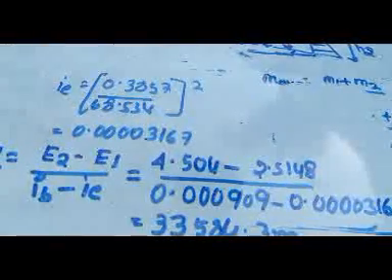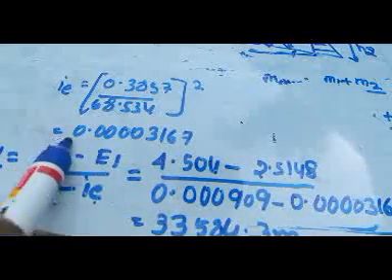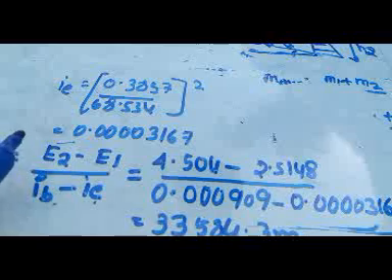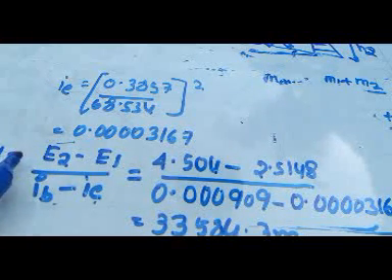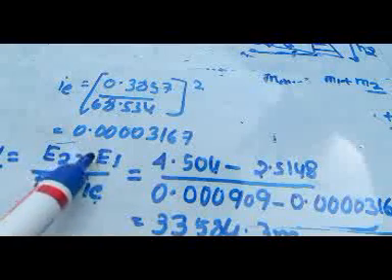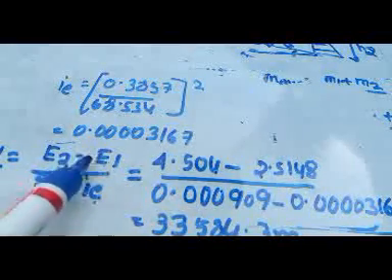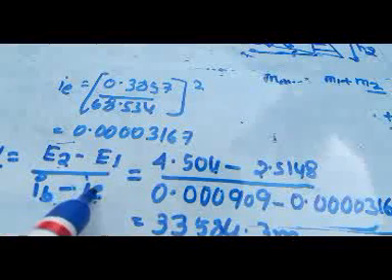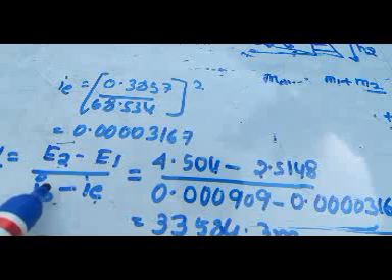Here what we did: we have the equation E2 minus E1 divided by bed slope minus energy slope. Using the general formula, we find E1 as V1 square by 2g plus H1, and E2 as V2 square by 2g plus H2. After that, the bed slope we know, and the energy slope we calculated.